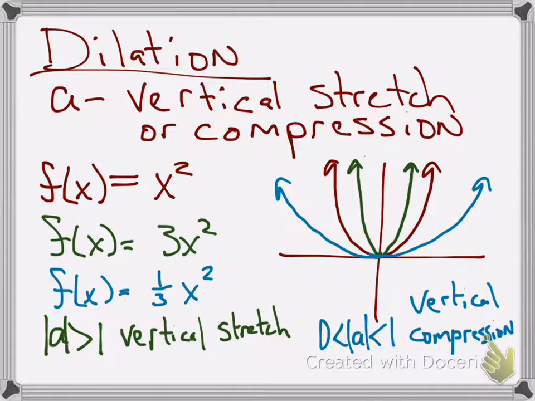Now, I would say that the green one was a vertical stretch by a factor of 3, and then the 1/3 is a vertical compression by a factor of 1/3. We might discuss later that I might change up that wording a little bit, but right now go with that.